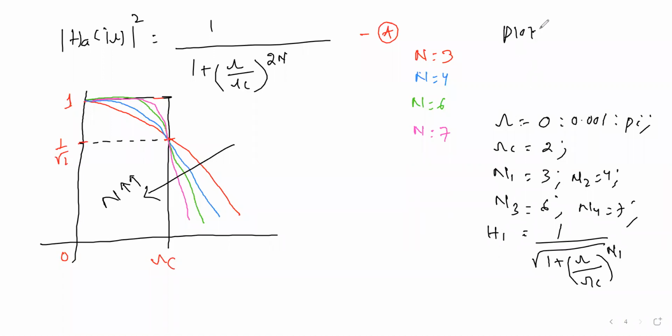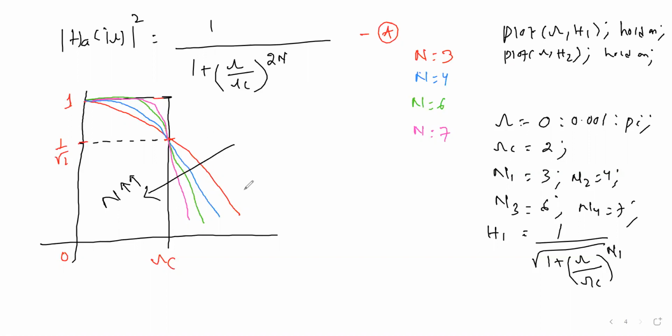Plot omega comma h1. Then hold on. Again plot omega comma h2. Then again hold on like this, because we want multiple plots, and plot omega comma h3. Then we will get this type of plot.